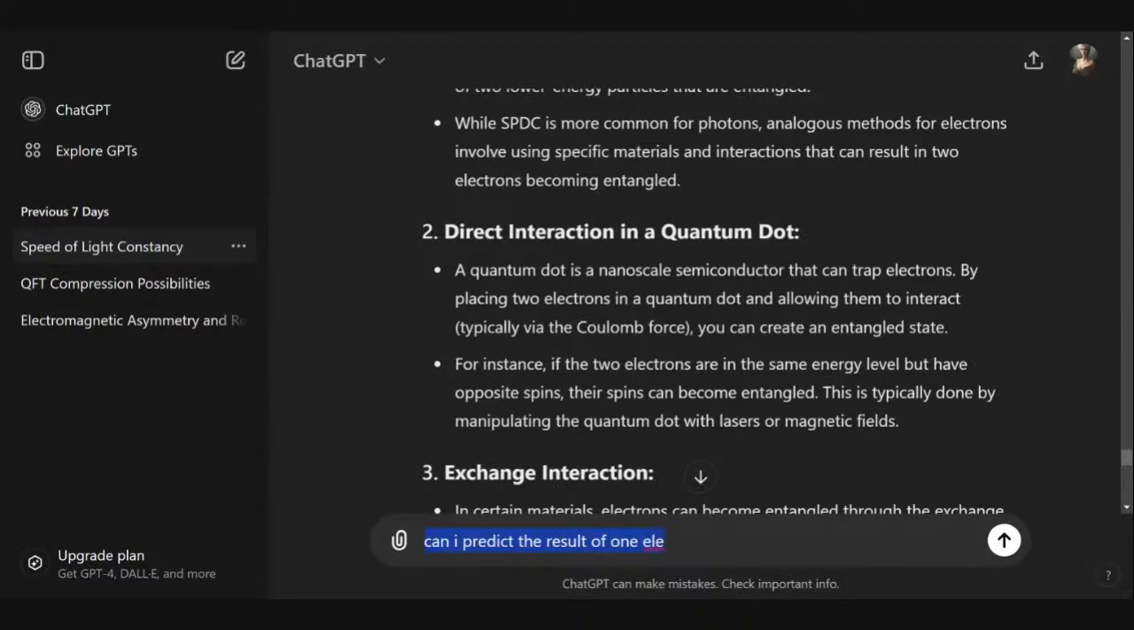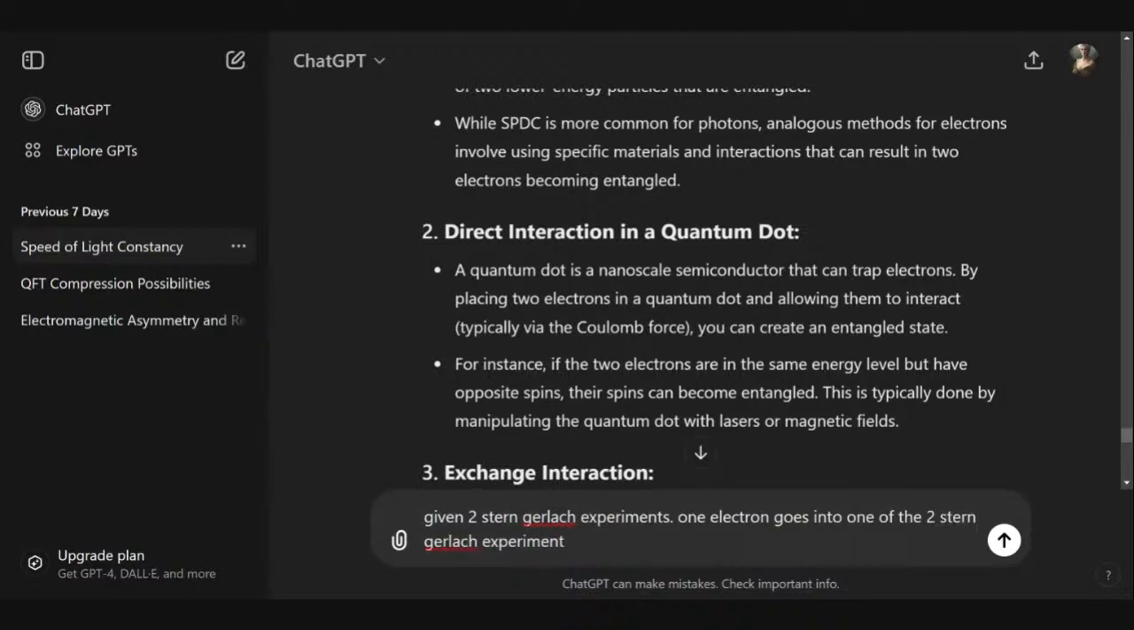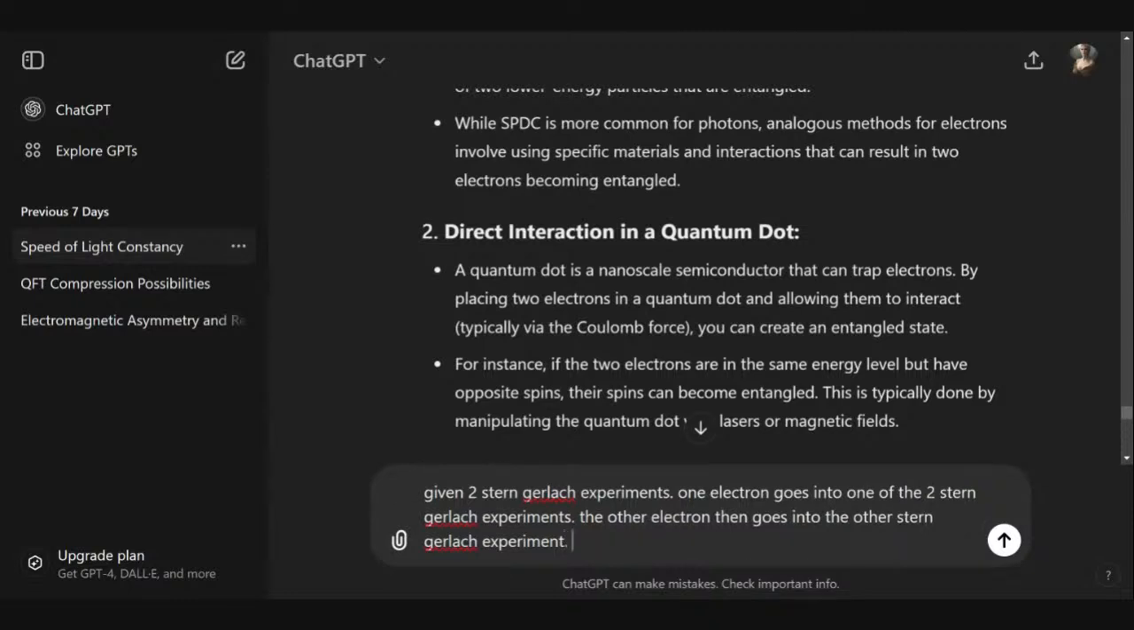No, I need to set it up. So given two Stern-Gerlach experiments. Okay, that's given. One electron goes into one of the two Stern-Gerlach experiments. The other electron then goes into the other Stern-Gerlach experiment. Okay, we know the angle. Let's say both angles are the same.